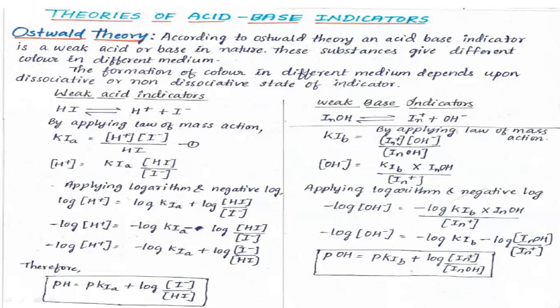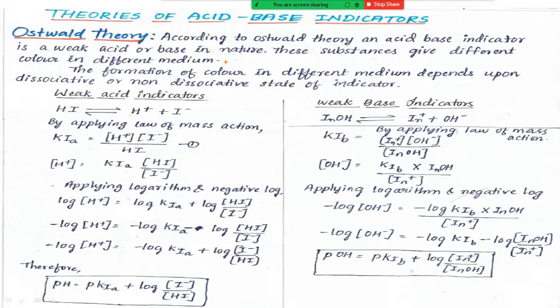And now we are going to discuss the theories involved in acid base titrations, right? What are the theories involved in these acid base indicators? How do these acid base indicators work in the solution? How do they give two different colors in acid medium and basic medium? This is explained by two important theories, which are called Ostwald theory and resonance theory. The first one is Ostwald theory.